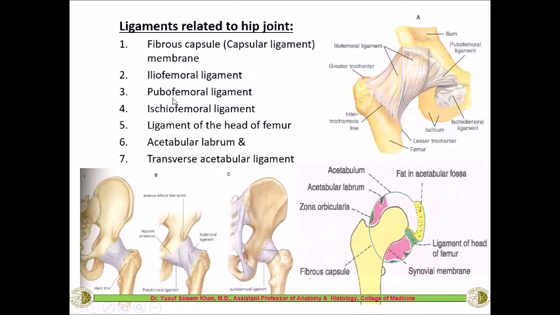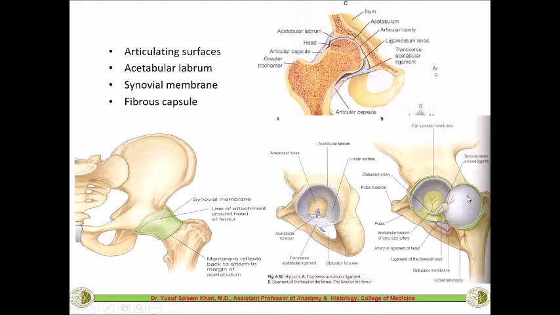So these are called iliofemoral, pubofemoral, ischiofemoral. These are the very important ligaments which help in the stability of the hip joint. Apart from that, there are also the secondary ligaments, like the ligament of the head of the femur. You have already seen this is the ligament of the head of the femur running from the acetabular fossa to the fovea of the head of the femur.